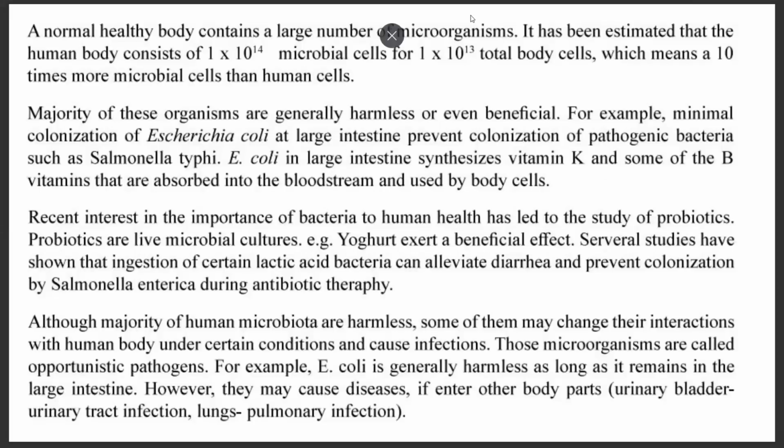A normal healthy body contains a large number of microorganisms, right? And here they have given a comparison. If it is estimated that the total number of body cells is 1 into 10 to the power 13, the number of microbial cells associated with the body is 1 into 10 to the power 14. Now you can see the number of microbial cells is 10 times greater than the number of human cells.